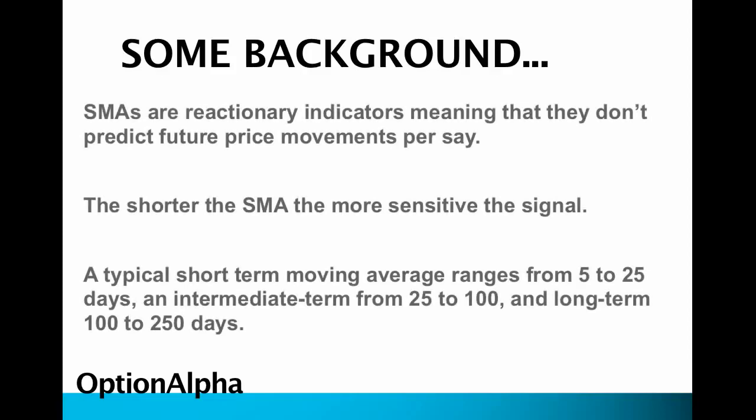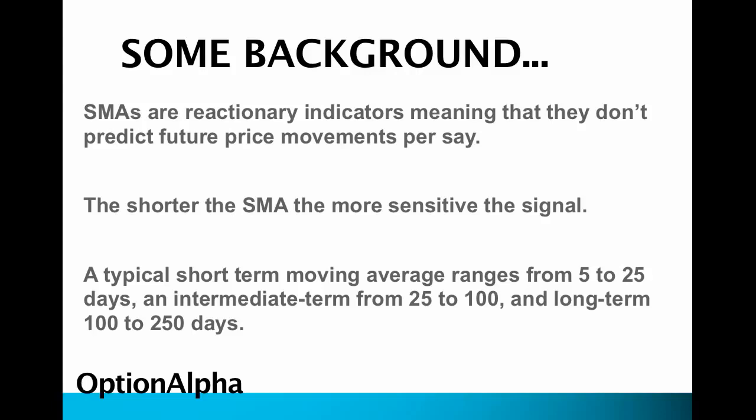So simple moving averages are reactionary indicators, meaning that they don't predict future price movements. I guess nothing really predicts future price movements. We don't know. But simple moving averages react to current markets. So they take a little bit of time to react. Shorter term moving averages are more sensitive because you're calculating more recent data.